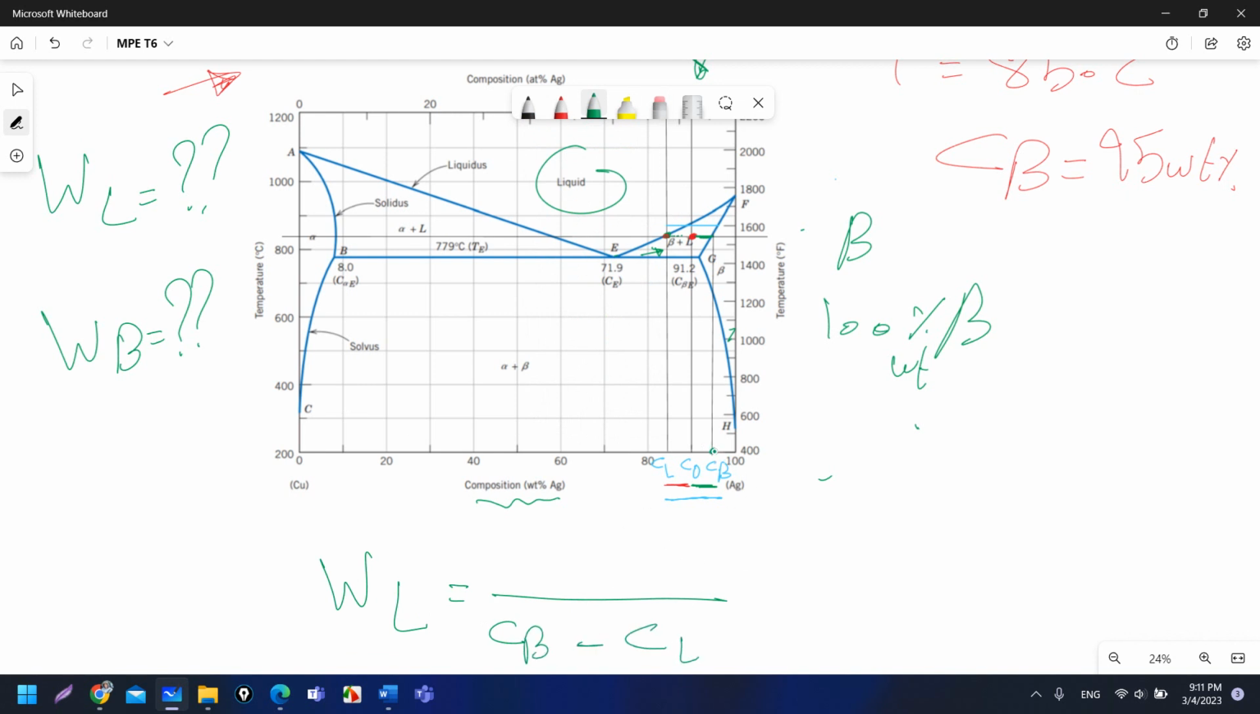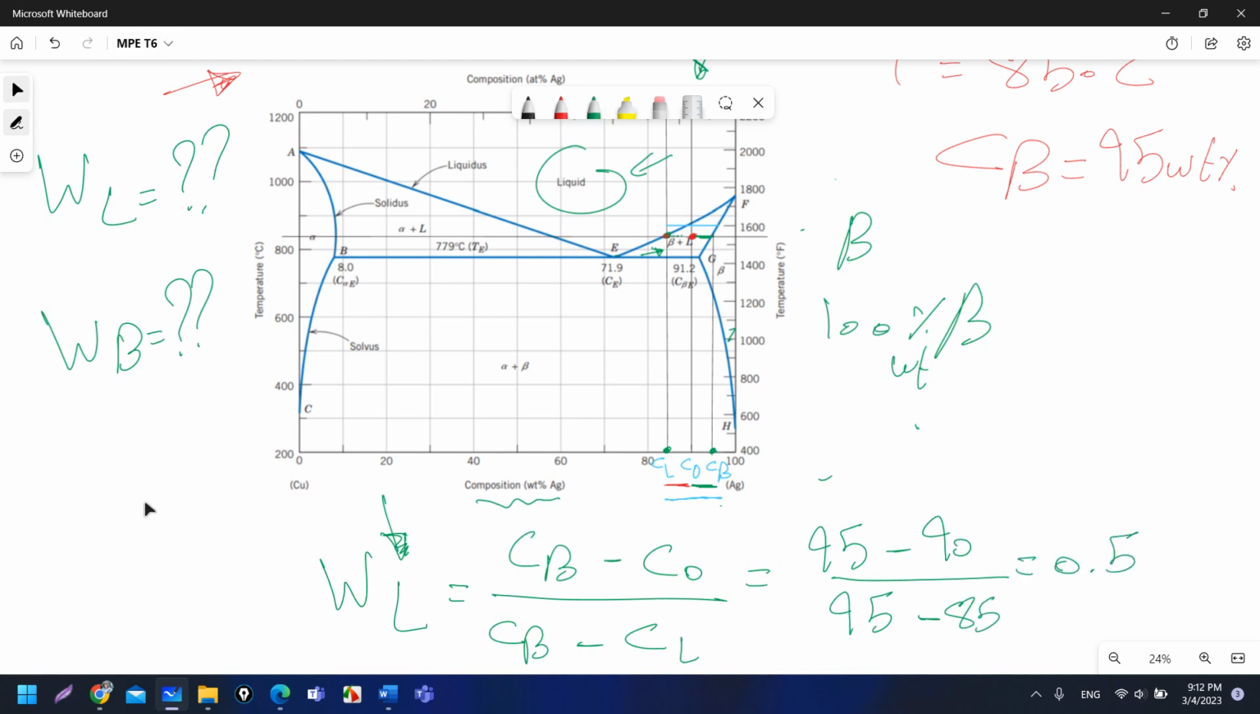So I am subtracting the most right value minus the most left value. Okay, in the numerator I will put C beta minus C naught. So it is the opposite. I want to calculate the liquid, the weight fraction of the liquid, which is already in the left. I will take the line in the right. Okay, so it will be C beta minus C naught, always the right minus the left. So it will be 95, which is C beta, minus C naught, which is 90, over C beta, which is 95, minus CL, which is 85, and this will give you 0.5.